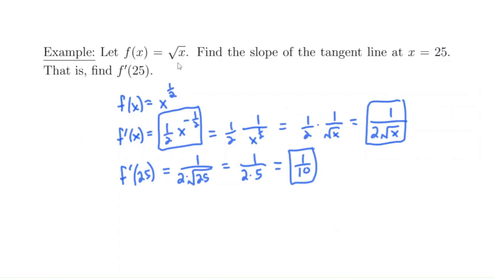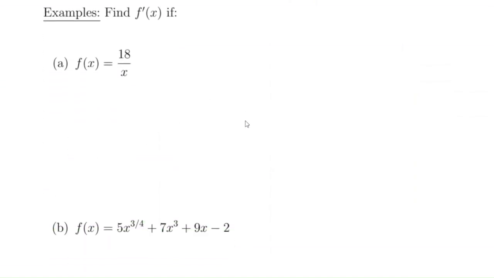Okay, but notice we use the power rule to find the derivative of x to the 1/2. So let's go ahead and do those problems a through h that we mentioned here. How would we find the derivative of something like 18 over x? Well, you could write it as 18 times 1 over x, but that's the same thing as 18 times x to the minus 1 power, because x to the minus 1 is like 1 over x to the positive 1, right? 1 over x. So we're going to rewrite 18 over x as 18 times x to the minus 1.